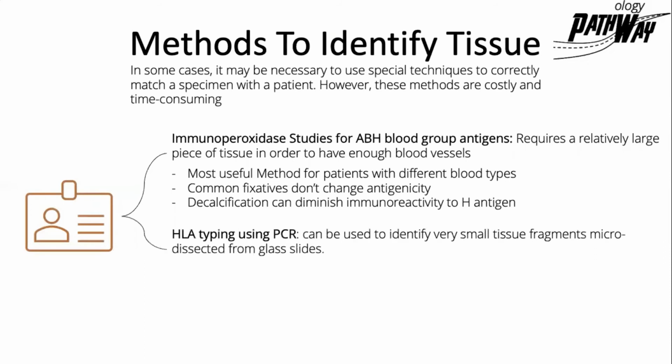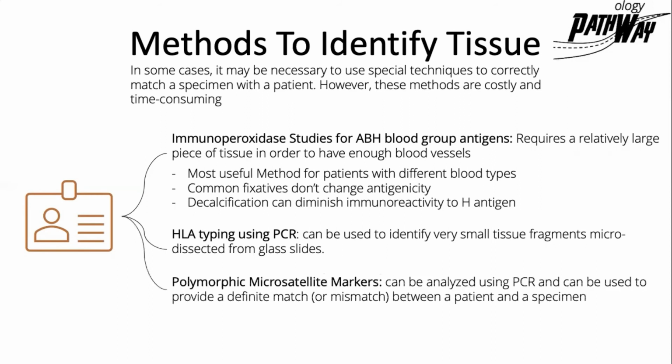You can use HLA typing using PCR, which can be used to identify very small tissue fragments micro-dissected from glass slides. Another method is polymorphic microsatellite markers, which can be analyzed using PCR and can be used to provide a definite match or mismatch between a patient and a specimen.